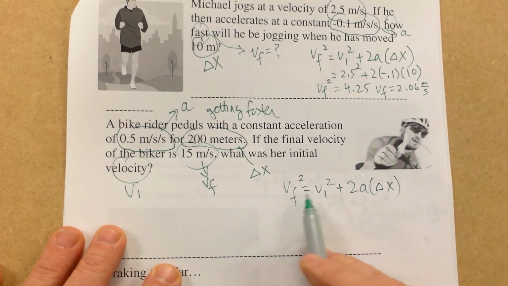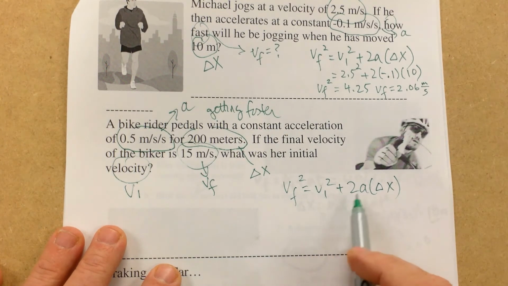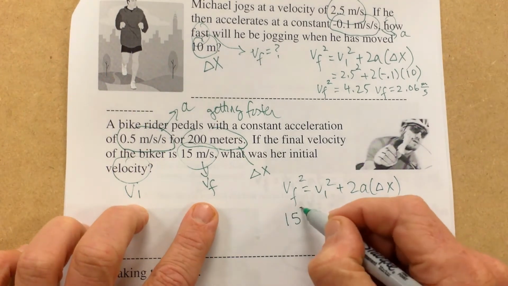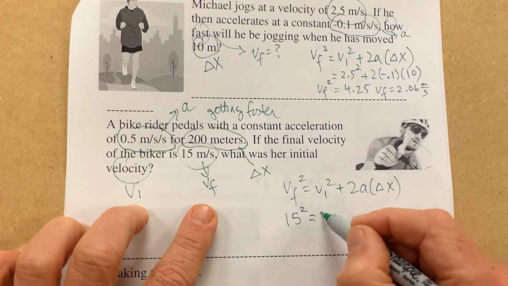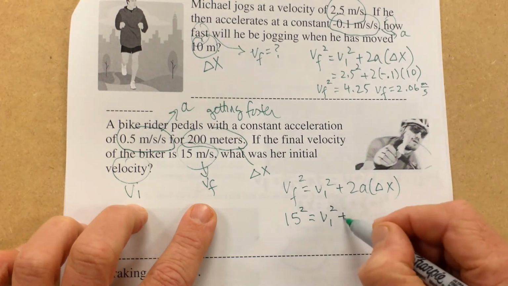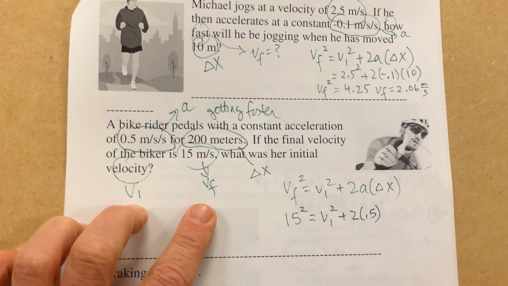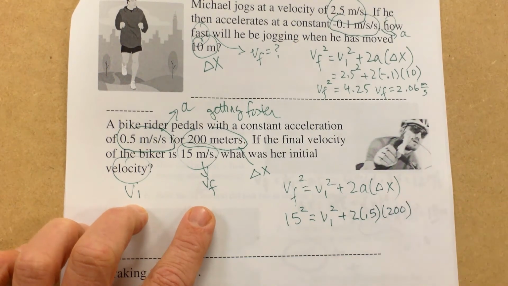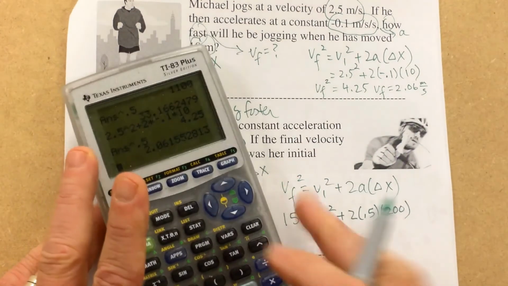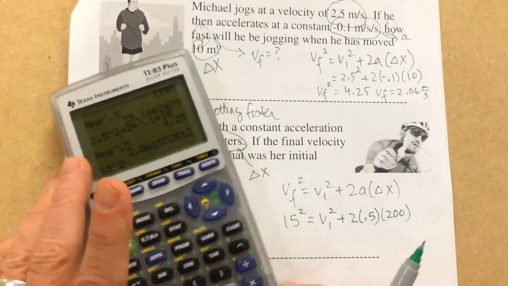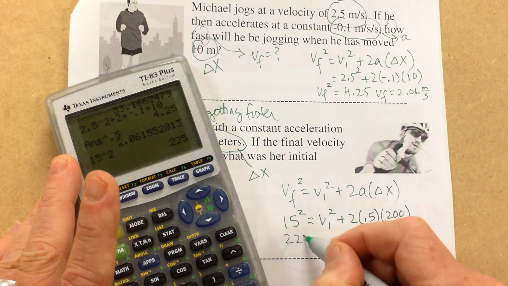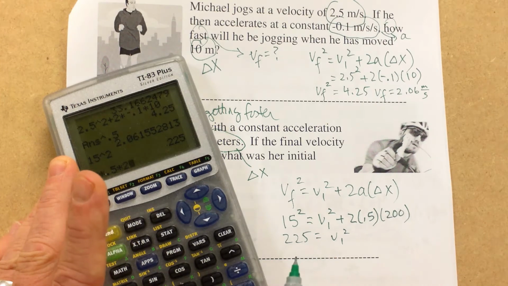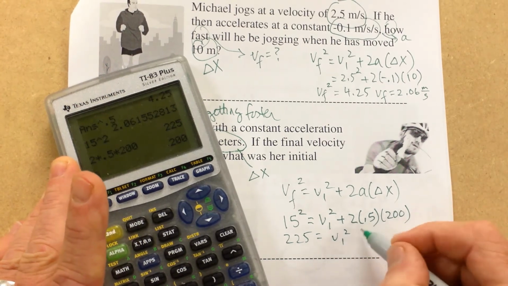Square of our final velocity equals the square of our initial velocity plus 2a delta x. Well, we know the final velocity is 15, but again, we have to square that. We're not sure what the initial velocity is. The a then is 0.5. Okay, the delta x is 200. Okay, so can you work this out? So take your 15 and square it. Okay, so that's going to be 225. Take your 2 times 0.5 times 200. That's 200.